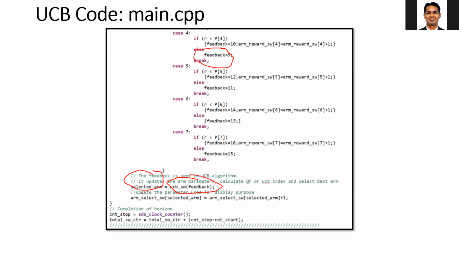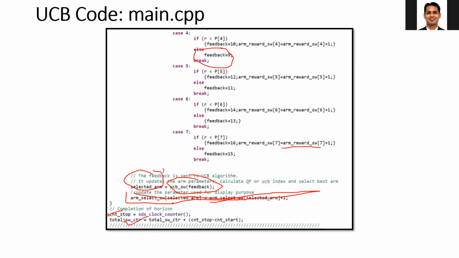Once you get the selected arm, for the analysis purpose, you have this array where you increment the corresponding index of that selected arm. So you can see that here you are keeping track of how many times each arm is selected and what reward you got when the algorithm is implemented in software. Okay, and at the end, once you complete the 5,000 iterations, you stop the counter and find out how much time it took to execute the algorithm in software.